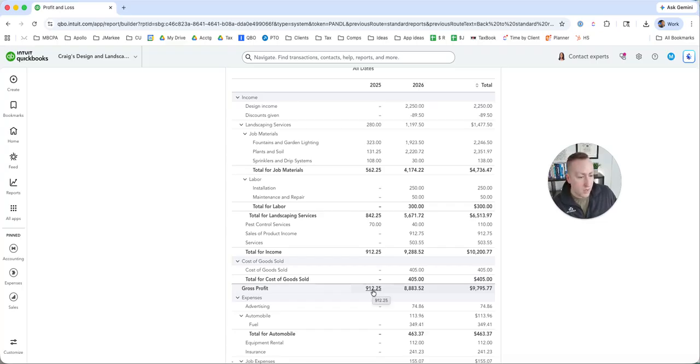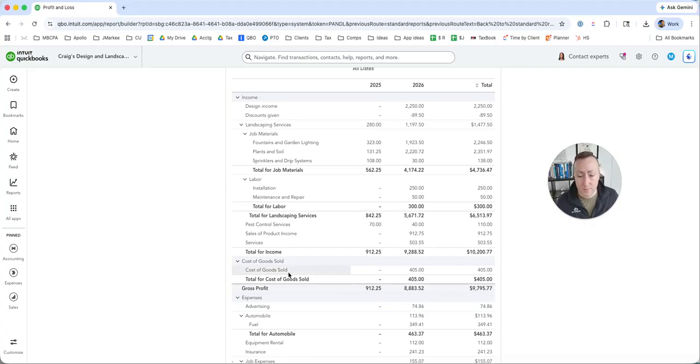This is where a lot of builders get confused between markup and margin. Markup is how much you add to your cost to get to your price. Margin is what you keep after the job is done. They're not the same thing, and confusing the two can destroy your profitability.